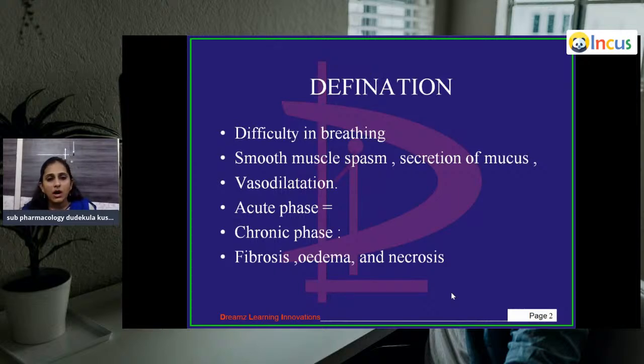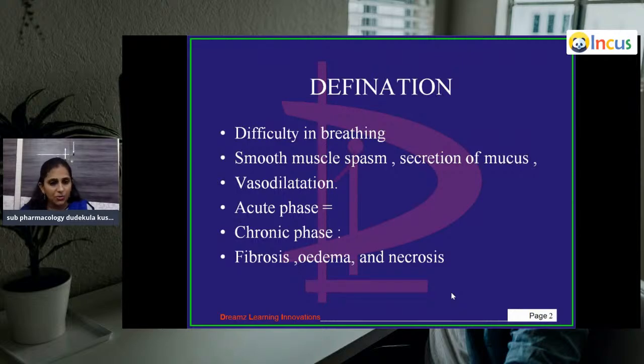What happens in asthma? It causes smooth muscle spasm, secretion of mucus, and vasodilation. These three are the major reactions that occur. These are the three components that occur in the acute phase, whereas in the chronic phase, it causes fibrosis, edema, and necrosis. In children, because of not using steroids, this acute phase immediately ends up in the chronic phase.